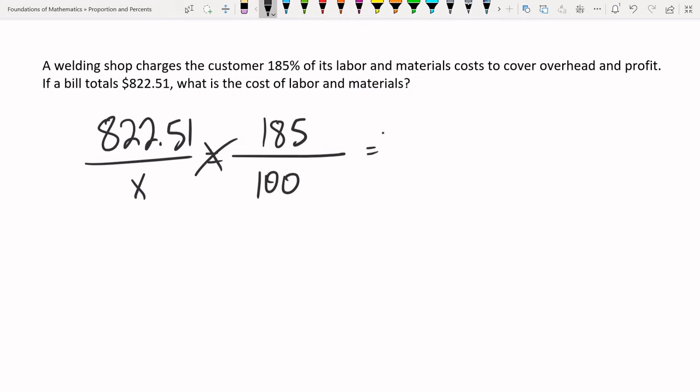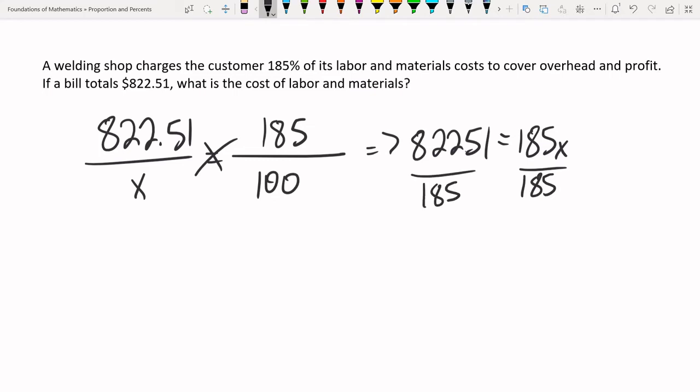Cross multiply and divide. It gives us 822.51 equals 185x. Divide by 185. It's going to be a dollar amount in the end. We get $444.60. So the original cost of labor and materials is $444.60, and that is increased to cover overhead and profit by 185% to the total of $822.51.